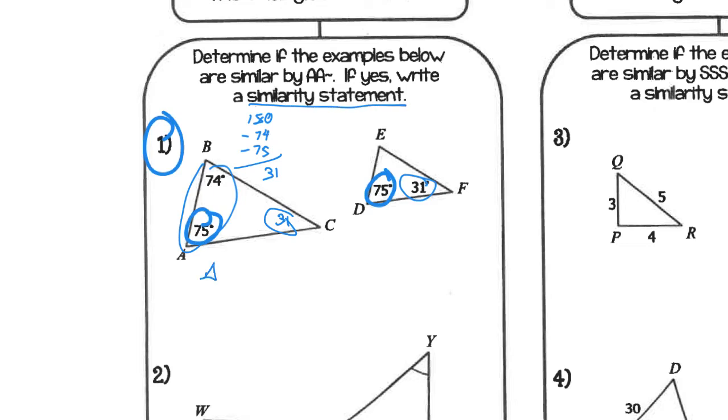So triangle ABC, it doesn't matter how I named the first one, remember, is similar to the second one, which has to match it. So angle A is the same as angle D, so I'm going to put D first in the second one because I put A first in the first one. And angle B matches with angle E, so I'm going to put E next, and then C matches with angle F. So yes, they are similar, and there is my similarity statement.